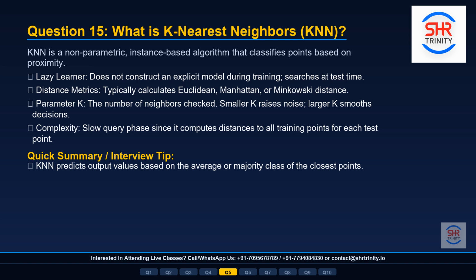The major disadvantage of KNN is its computational cost during test time, as calculating distances to millions of rows is slow and memory-intensive. Question 16. What is support vector machine?